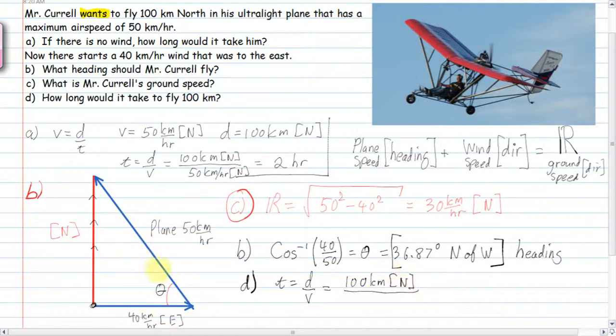There's 3 speeds now. We have 50 of the plane, 40 of the wind, and 30 of the ground speed. We choose the one that's in the same direction. Has to be, because we can't use that formula unless that's it. The only one that is in the north direction is 30. And that'll be 3 1/3 hours, or 3 hours and 20 minutes. So with the wind that kicks up, it takes them another hour and 20 minutes to get there than normal, than without the wind.